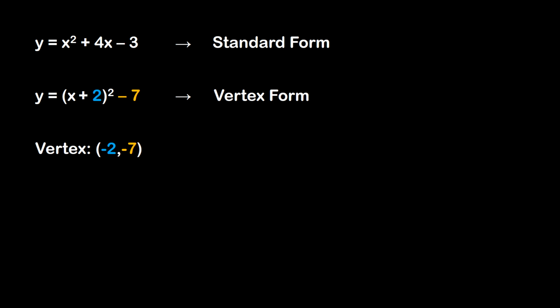So again, we always flip the sign for the value inside of the bracket, and again, the value inside of the brackets is the x-coordinate of the vertex. We make sure to flip the sign so that 2 becomes negative 2. And the value outside of the brackets is the y-coordinate of the vertex, so we have negative 7. Again, for the y-coordinate, we do not flip the sign, so because we have minus 7, we have negative 7 for the y-coordinate of the vertex.